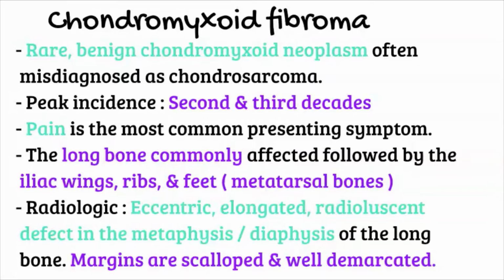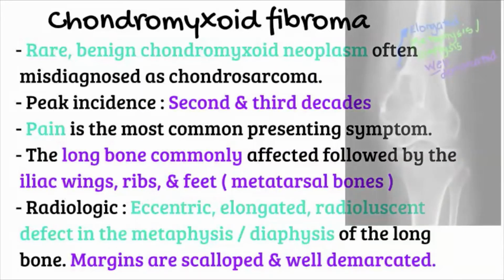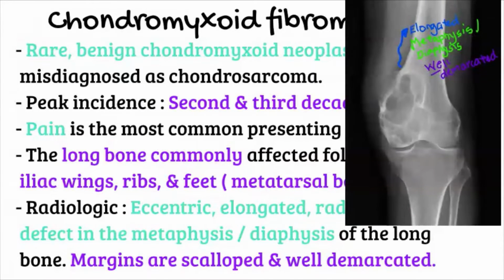The typical radiologic appearance is that of an eccentric, elongated, radiolucent defect in the metaphysis or diaphysis of long bones. The margins are scalloped and well demarcated. As illustrated, X-ray of the left knee joint shows an elongated lesion that affects the metaphysis or diaphysis region, and it is well demarcated.